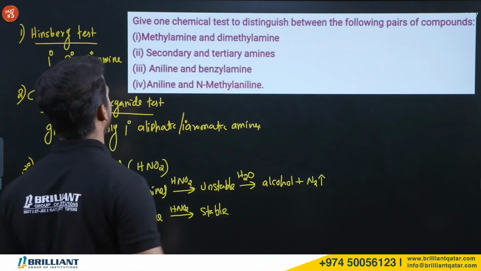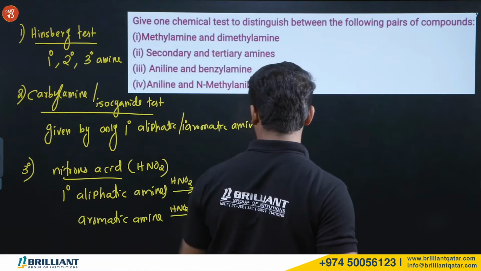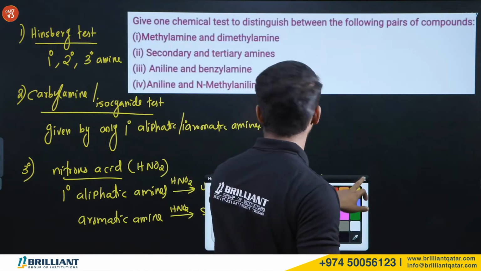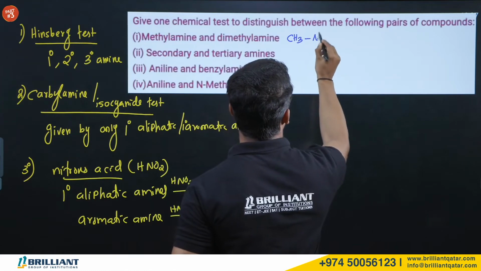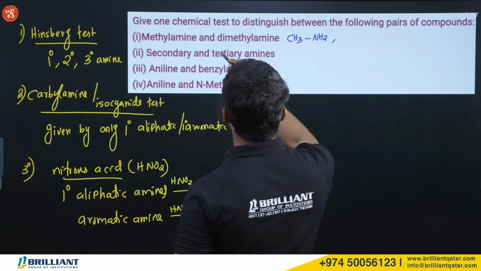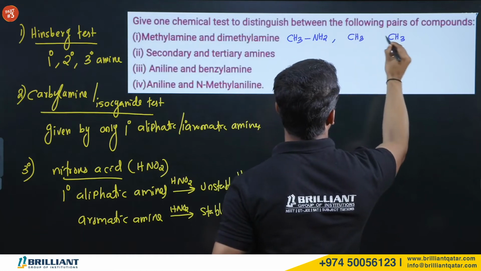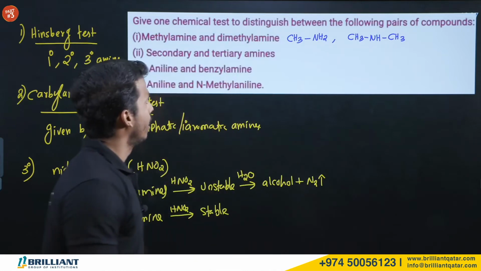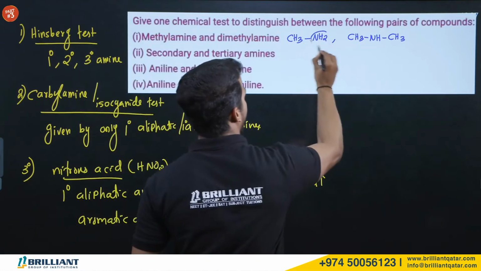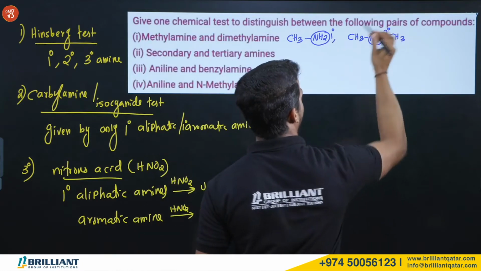Let's go for the question. How you can distinguish between methylamine and dimethylamine? Dear student, what is the compound methylamine? Methylamine is CH3NH2 and dimethylamine is CH3, CH3, two methyl groups on an amine. You can see that methylamine is a primary aliphatic amine, and dimethylamine is a secondary aliphatic amine.